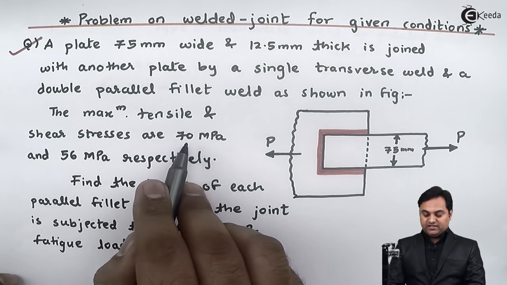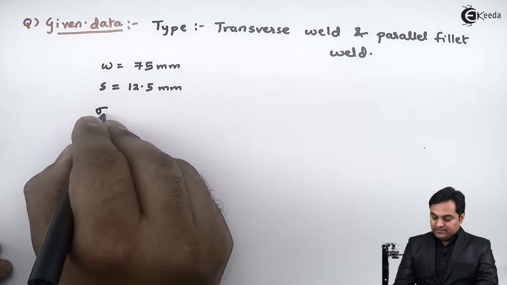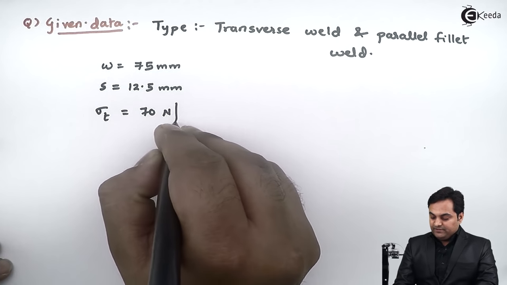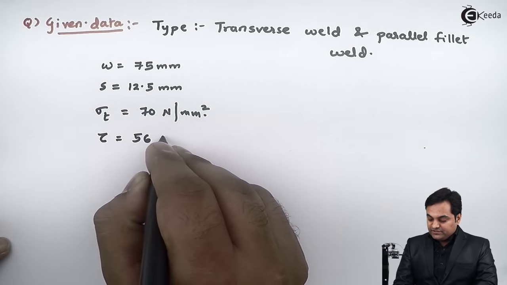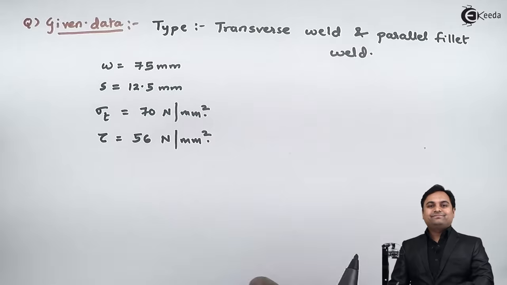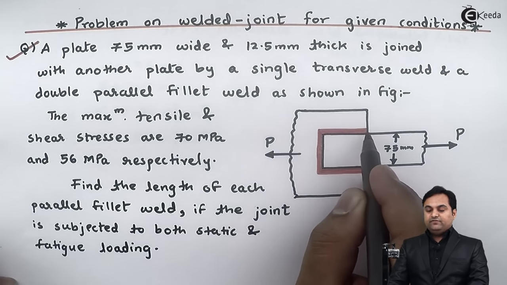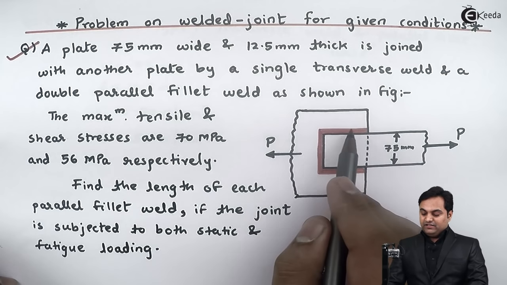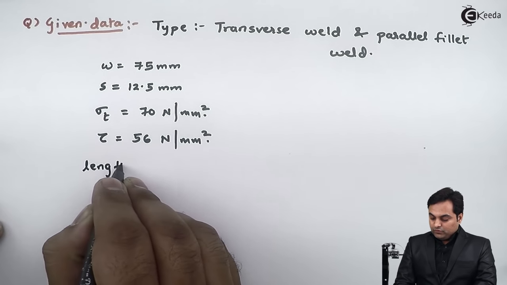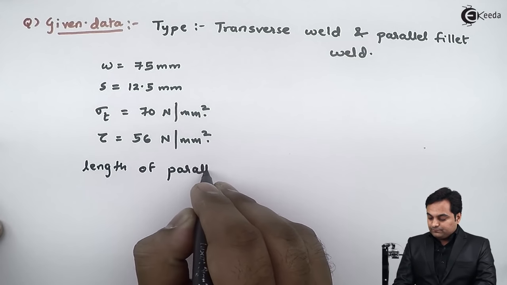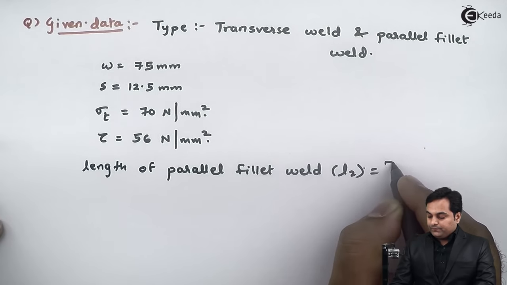Maximum tensile and shear stresses are 70 MPa and 56 MPa respectively. So tensile stress is denoted by sigma T, that is equal to 70 MPa, means 70 Newton per mm square, and shear stress, which is tau, is equal to 56 Newton per mm square. Then the question is, find the length of each parallel fillet weld. Here we have two parallel fillet weld. We have to calculate the length. The length of one parallel fillet weld would be same as the other. So I'll denote that length of parallel fillet weld by L2. That is the question.